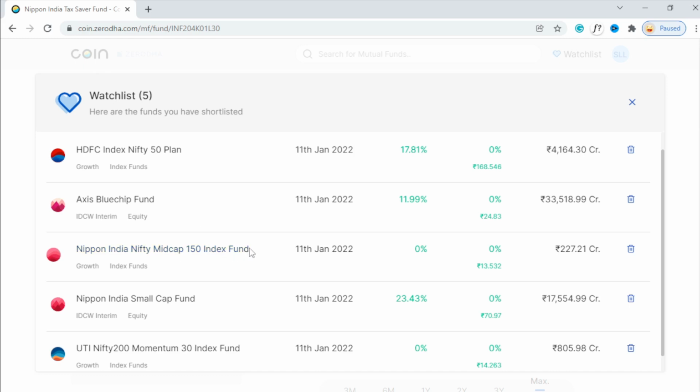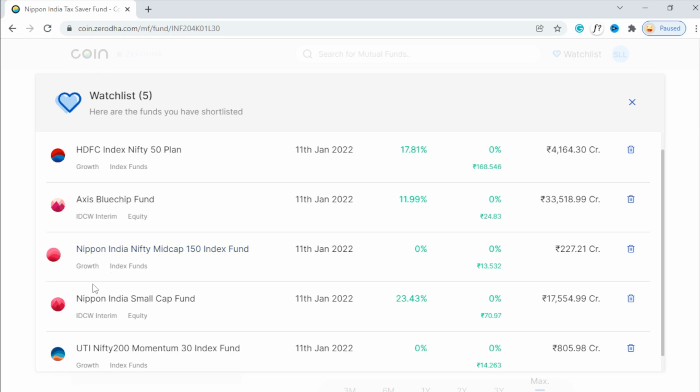And mid cap fund. Mid caps are the companies which are about to grow. As India is now becoming a better place for business, there are so many companies which are trying to move from mid cap to large cap. So the growth will be more here.